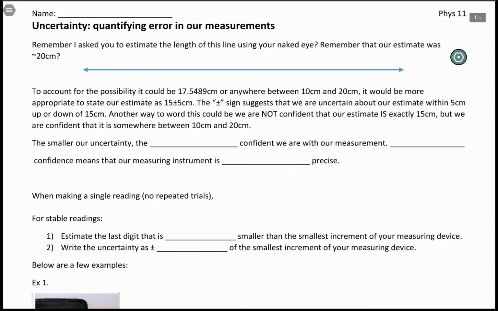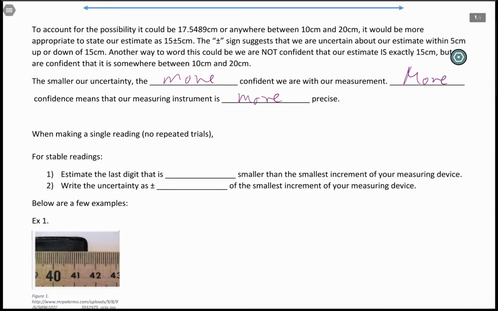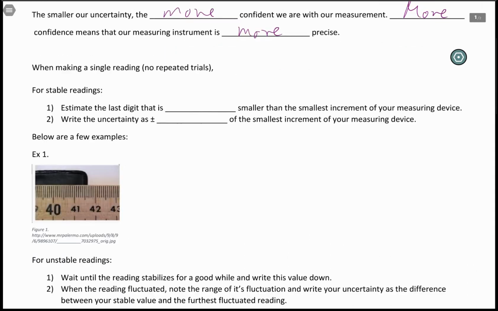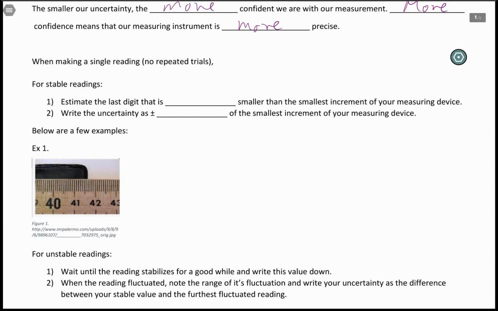It shows that we are not confident with this value, but we are confident that our value is within 10 centimeters and 20 centimeters. The smaller our uncertainty, the more confident we are with our measurement. The more confidence we have, it means that our measuring instrument is more precise. So less error, more precision. Let's take a look at a few examples of how we can use uncertainty in our measurements.